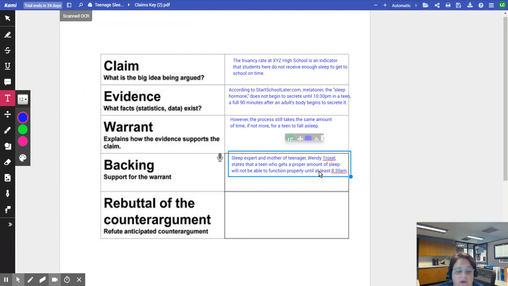So this is actually not only supporting the warrant, but it's also reinforcing that claim, coming back to the evidence that teens are not awake at 8:30 because they've fallen asleep later and they need 8 to 10 hours of sleep. The next thing you need in the argument is the rebuttal of the counter argument.